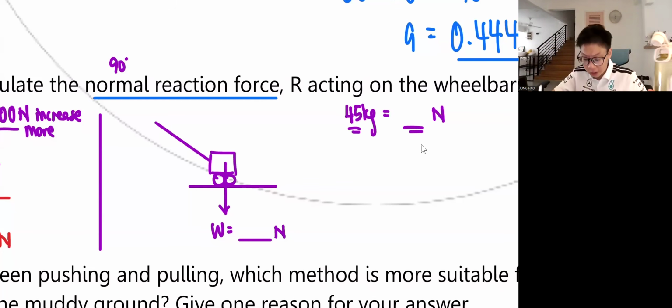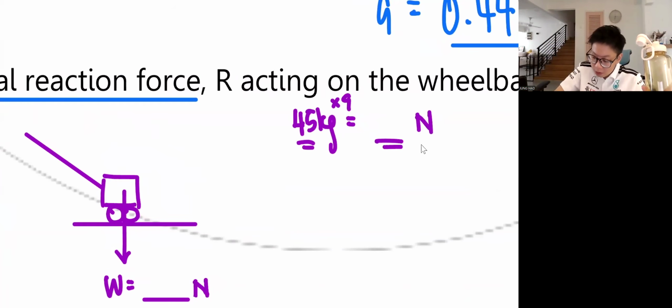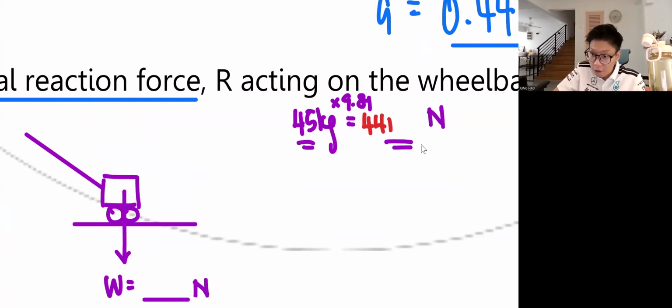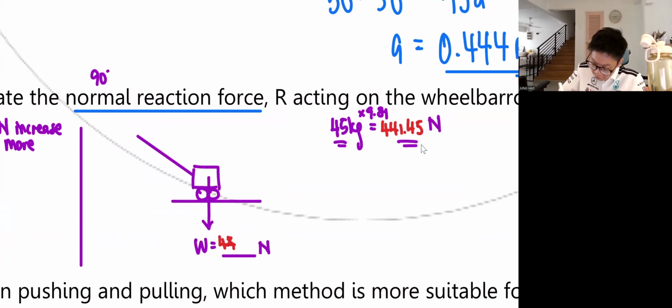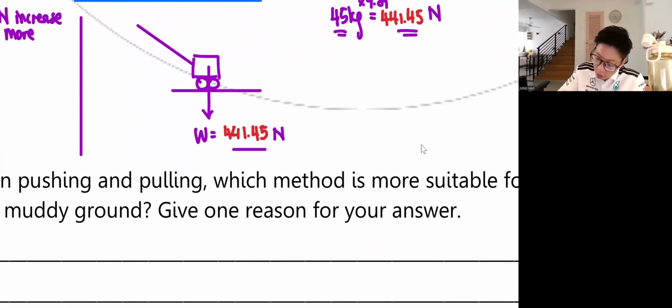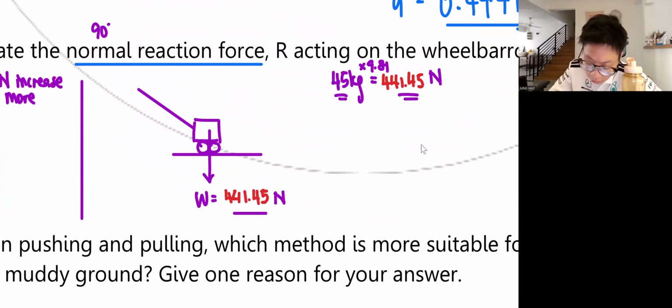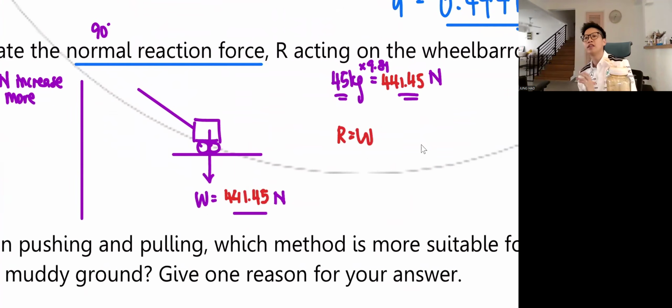9.81. So 45 kg will be equal to 45 multiplied by 9.81. Okay? If you draw this wrongly, I will be angry. So you get 441.45, correct? So your weight will be 441.45 Newton. Okay, here comes the question, guys. For this question, will the reaction force be equal to the weight? Yes or no? What do you think? Will the reaction force be equal to the weight?